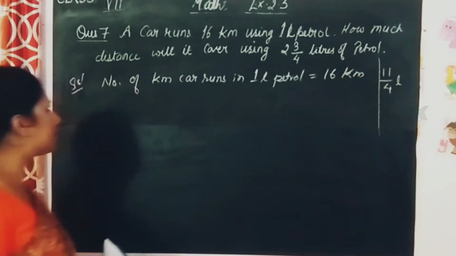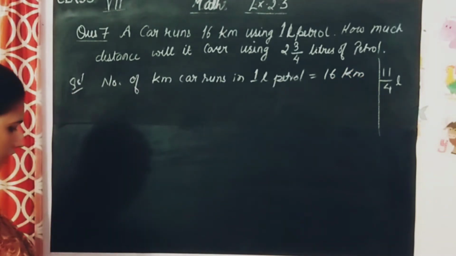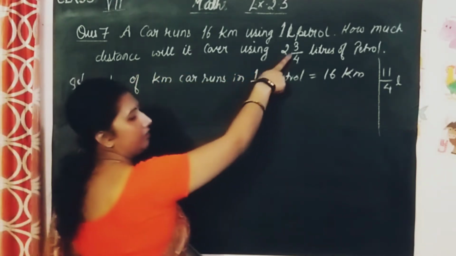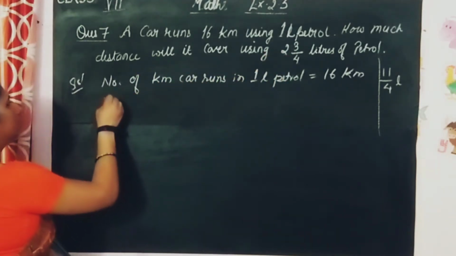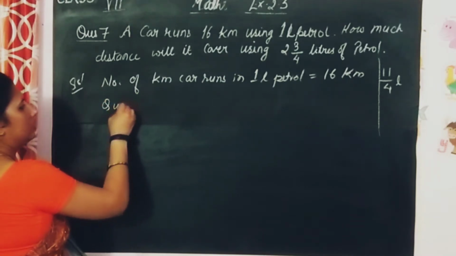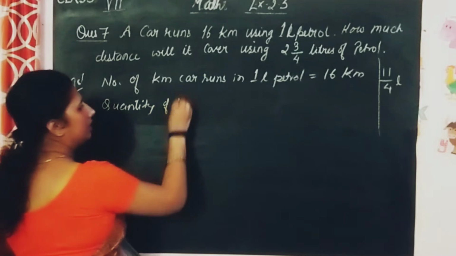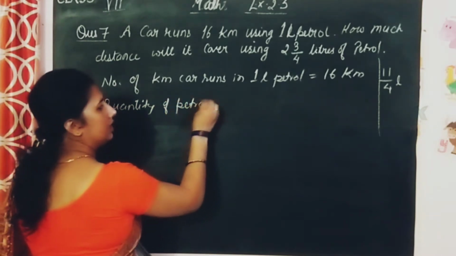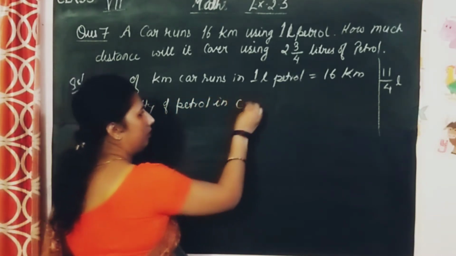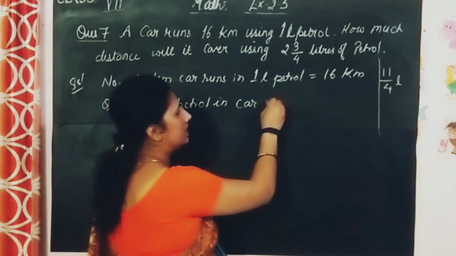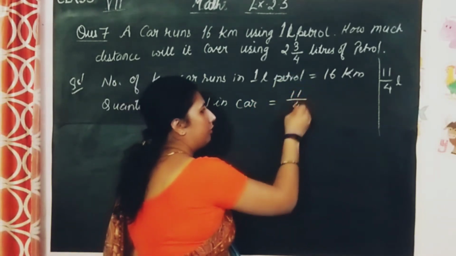Now the next is the quantity of petrol in the car. How much petrol do we have in the car? I already converted it into a general fraction. It is 11 by 4 liter.